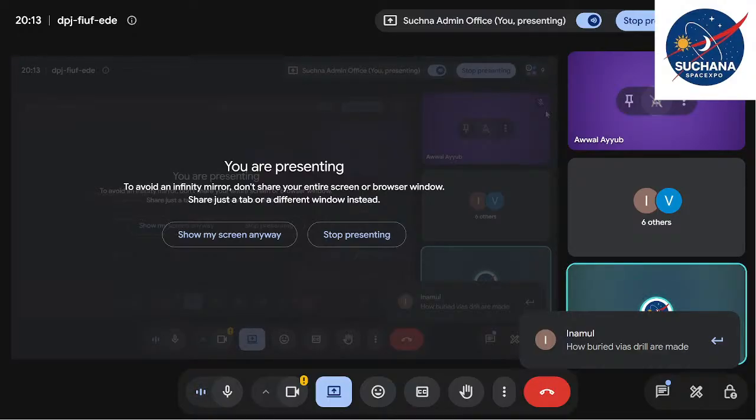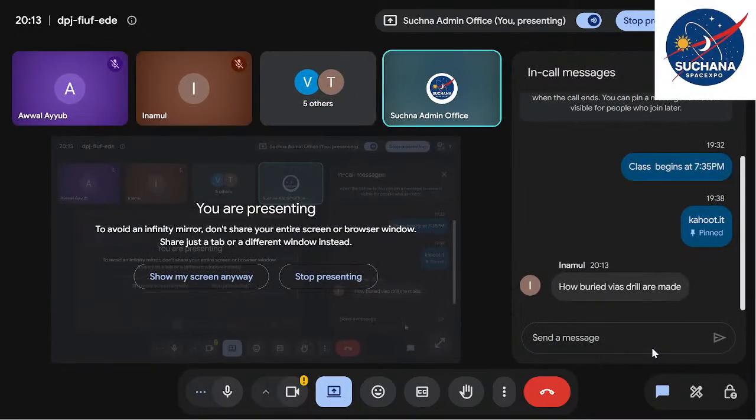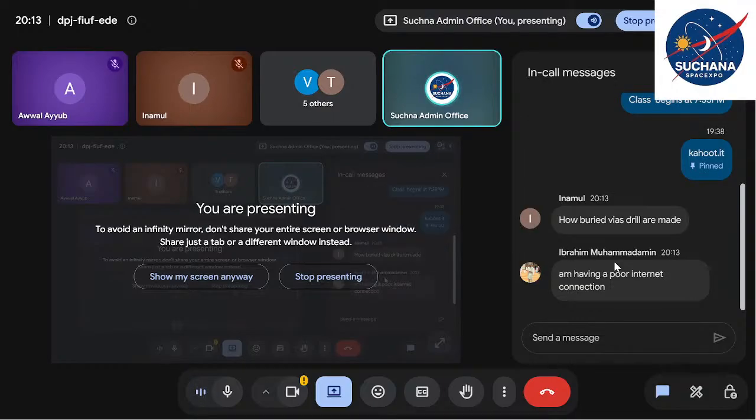How are buried via drills made? There's a separate special manufacturing process. I already told you in the introductory session, the course is focusing on how to do these things in EDA. I told you the course is mostly about single-layered PCB, and we are giving an introduction to double-layered PCB. So for how buried via drills are made, you need to opt in for a different course. We have other courses where we'll be discussing multi-layered PCB. In multi-layered PCB, we will clear this question.